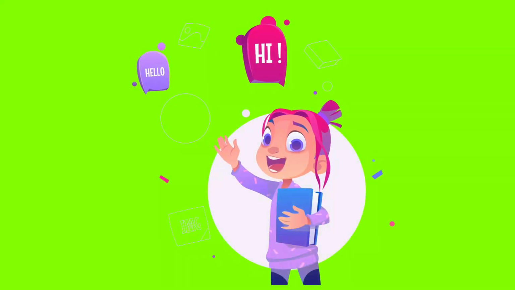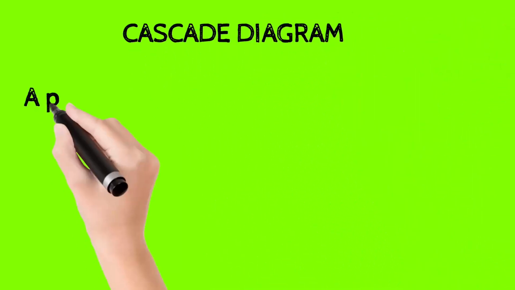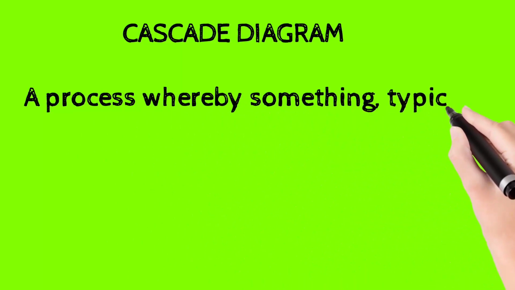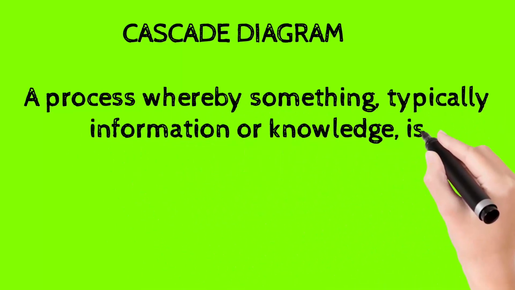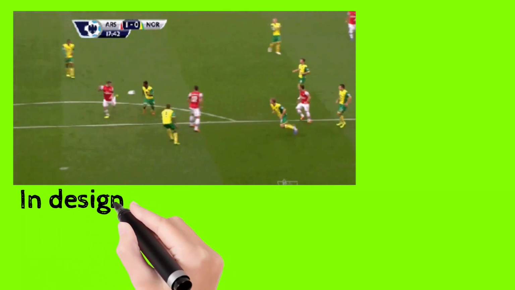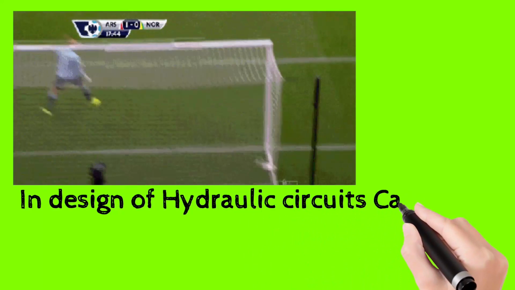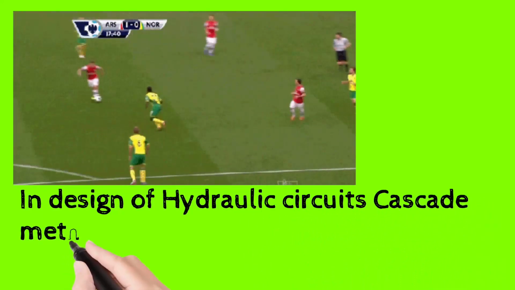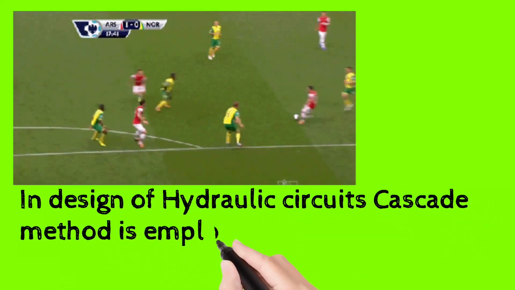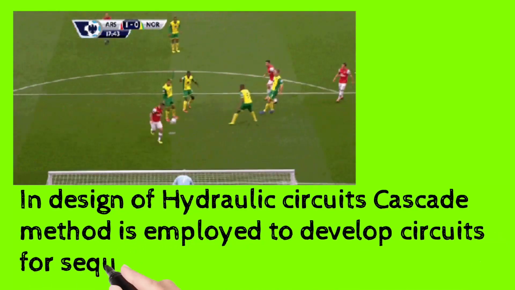Hello everyone. In this video, we'll learn about cascade diagram. A process whereby something, typically information or knowledge, is successively passed on is called a cascade process. Now, as players work in a sequence as a group to achieve the desired goal, in the design of hydraulic circuits, the cascade method is employed to develop circuit design for sequential operation.